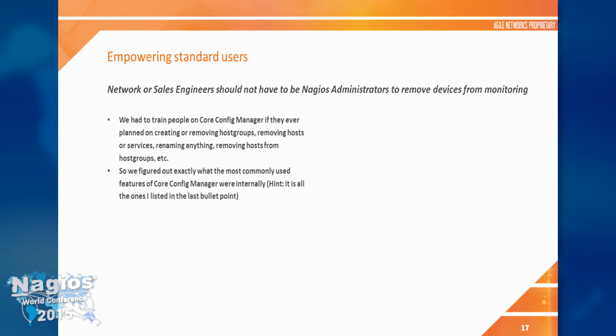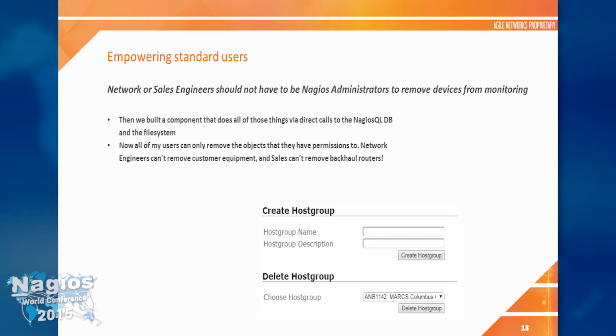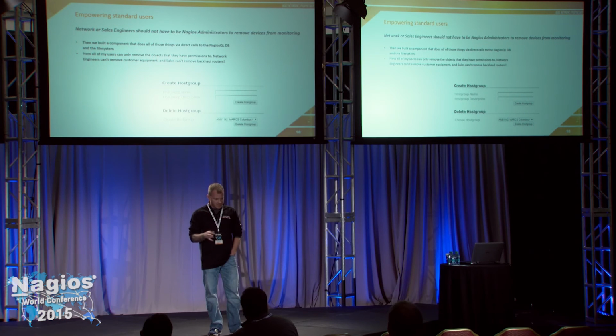That's no good. So we figured out exactly what the most commonly used features of Core Config Manager were, and there's a hint, it's all of the things that I just talked about. We built a component that does all those things via direct calls to the Nagios SQL database and the file system. Now all my users can only remove the objects that they have permissions to. Network engineers can't remove customer equipment, and sales can't remove backhaul routers. That's actually happened, and it's not fun. We've given every user the ability to create a host group, whether they're an administrator or not, via this utility. They can delete host groups so there's no device that's owned by somebody else. It just goes away.